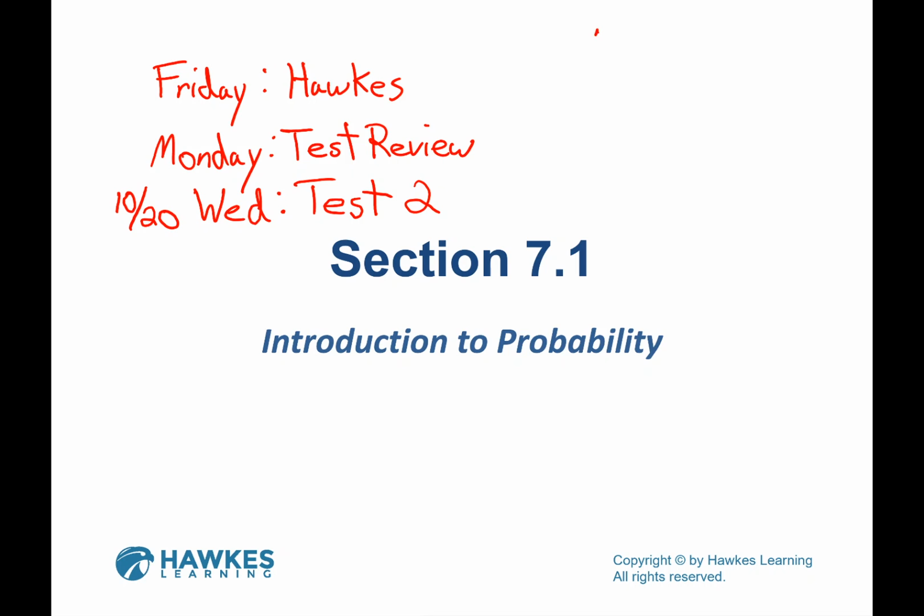So on test 2, we've got 4-1, 4-2, 4-3, 4-4. And then 6-2 and 6-3 that we just finished with the geometry stuff. And then these 2 probability sections that we'll do this week.